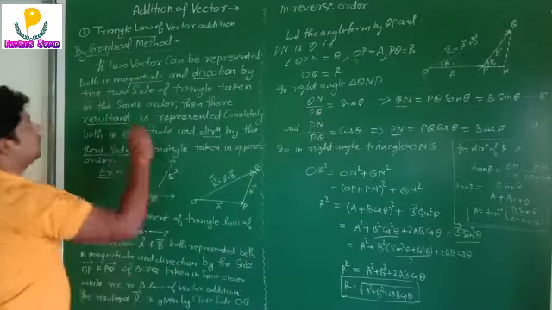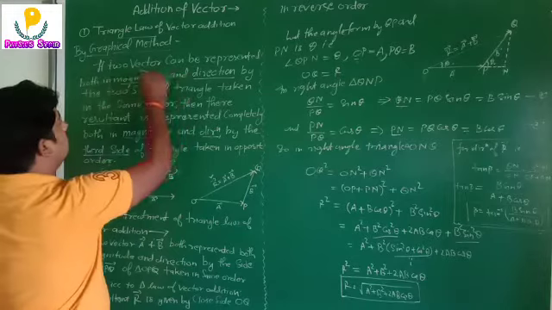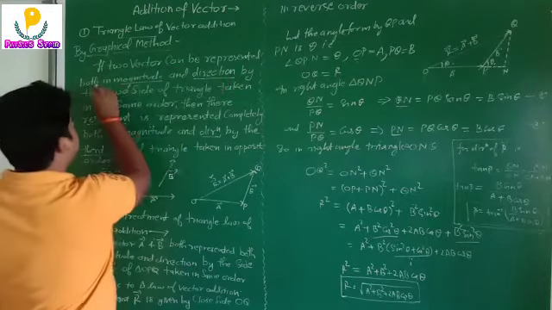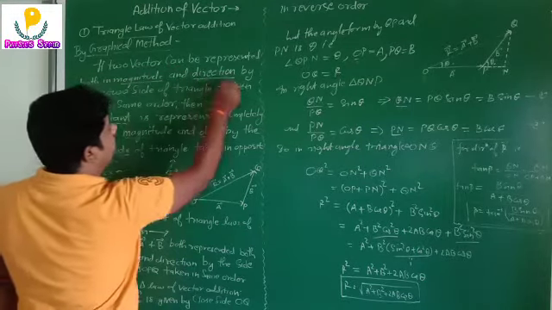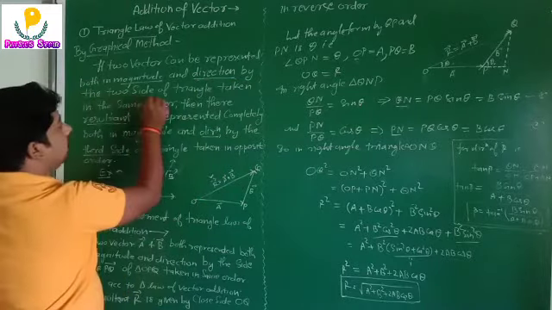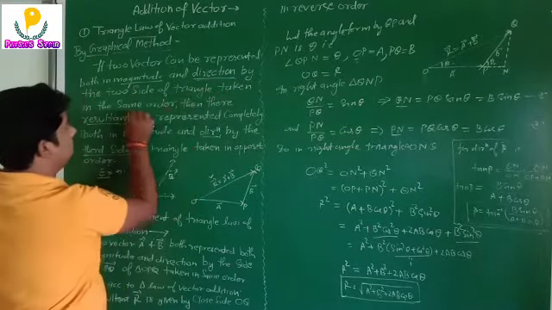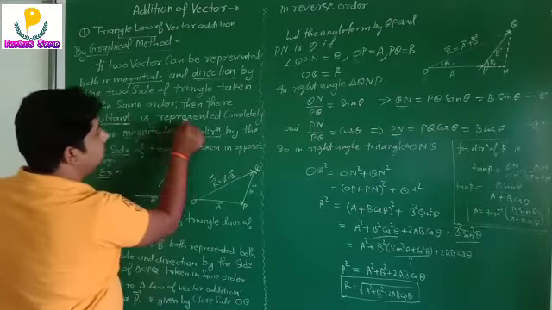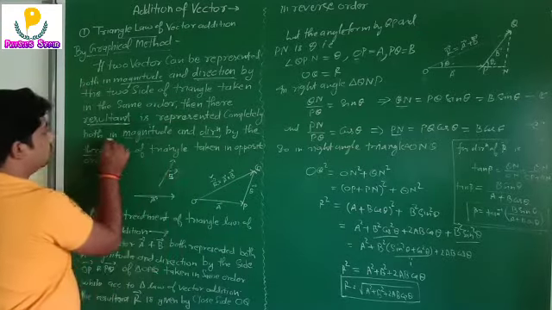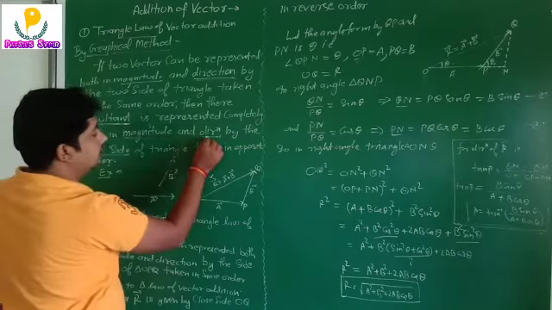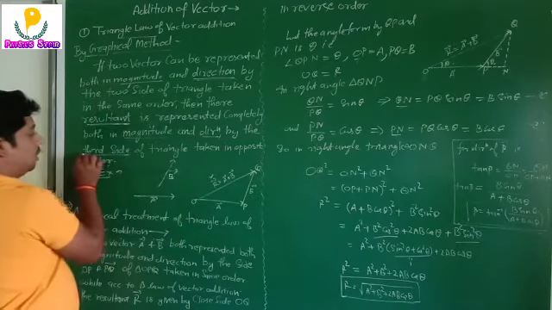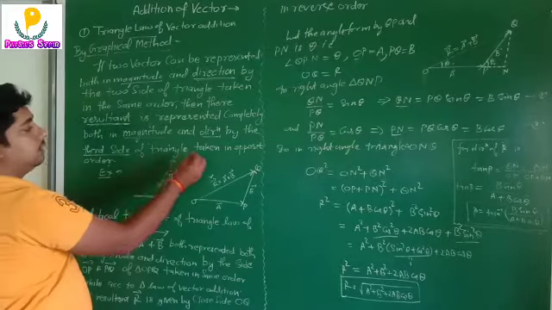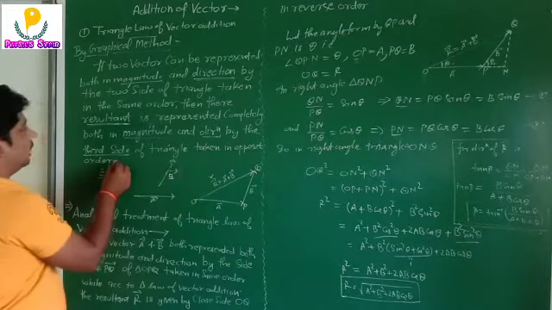If the two vectors can be represented both in magnitude and direction by the two sides of a triangle taken in the same order, then their resultant is represented completely, both in magnitude and direction, by the third side of the triangle taken in the opposite direction.